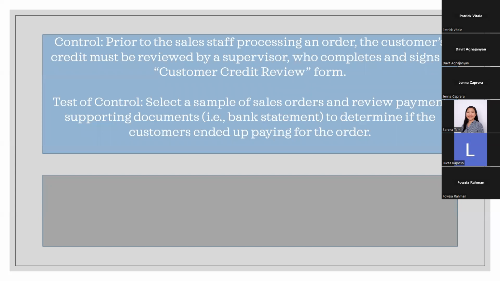Now, what you're testing is that you're selecting a sample of sales orders. That's you, the auditor. Select a sample of sales orders and review payments and supporting documents to determine if the customers ended up paying for the order. So is the procedure good or not? Right? That's the control, and then the test of control. Is the control good or not, guys?